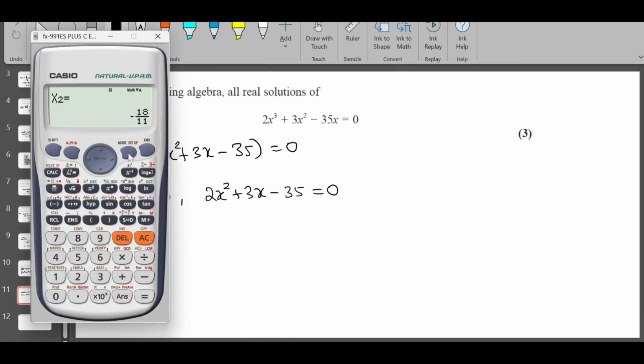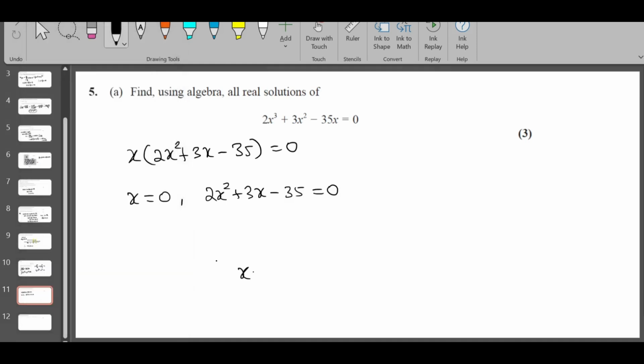So I'm going to straight away use the calculator to solve it. 2, 3, minus 35. 7 over 2, minus 5. X is 7 over 2. X is minus 5. So write it as a factor. 2x minus 7 times, if you don't write this, you will lose a mark. So that's all. We got 3 solutions already. 0, minus 5, 7 over 2. Let's move on to part B.